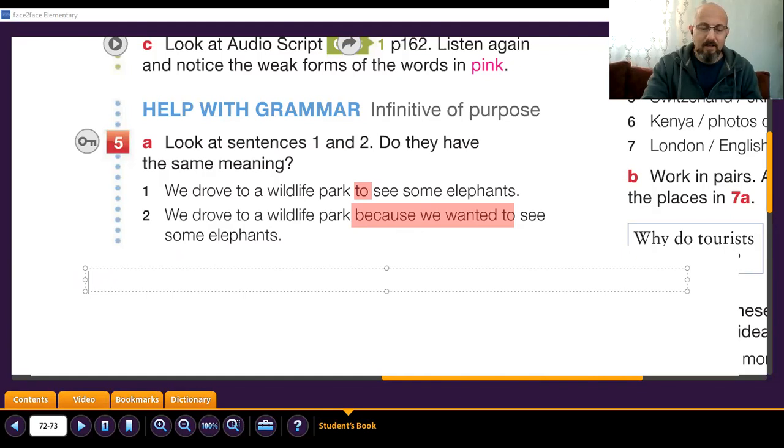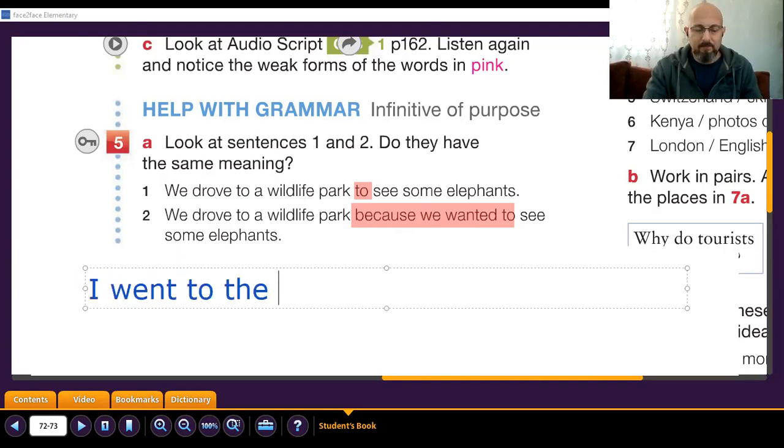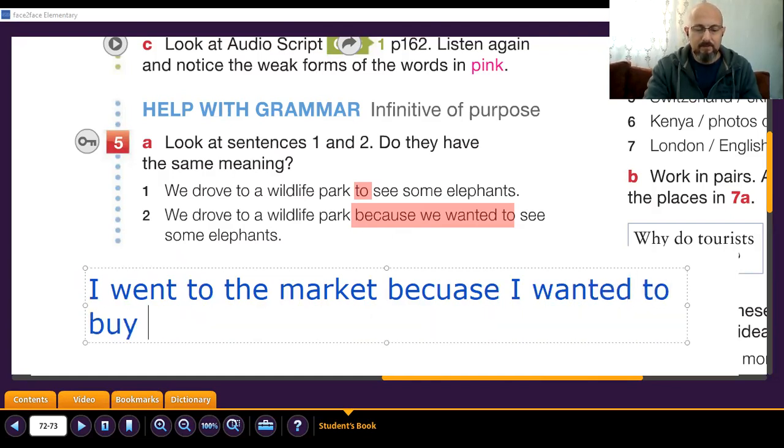Okay, so I went to the market because I wanted to buy something. Market. What do you buy from the market? Vegetables.